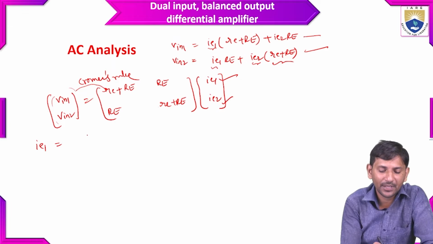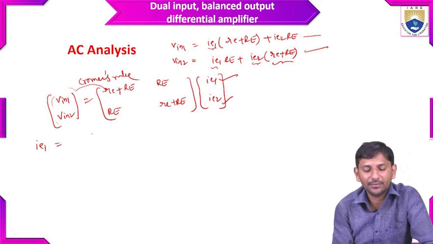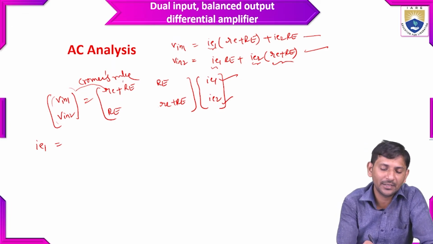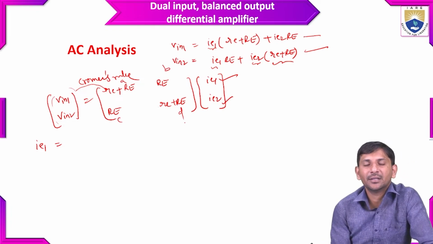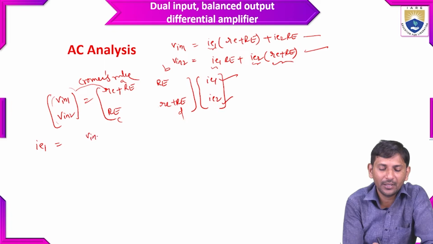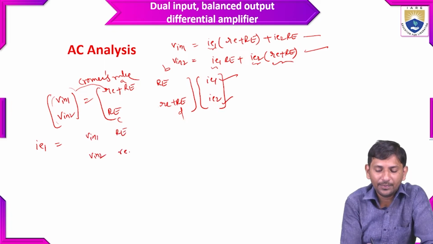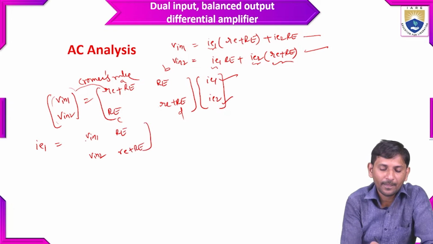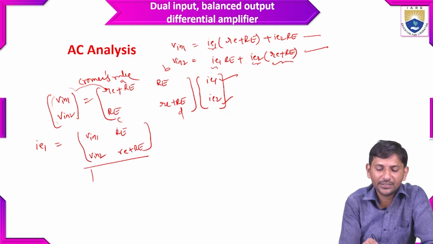So this can be expressed along with the determinant of A, B, C, D elements if you are considering the matrix. So the determinant gives AD minus BC. For that, how will you express Vin1 and Vin2, then RE, then RE plus RE, by determinant AD minus BC. So (RE plus RE) whole square minus RE square.